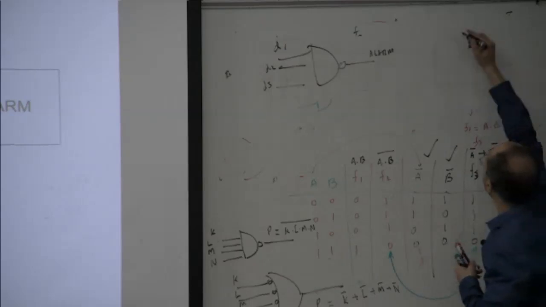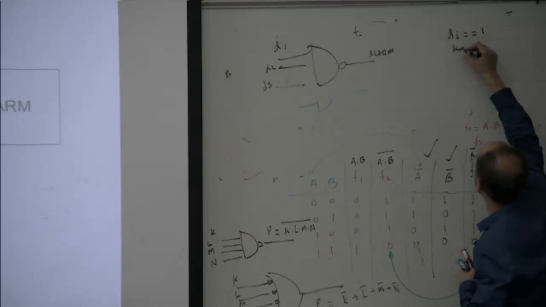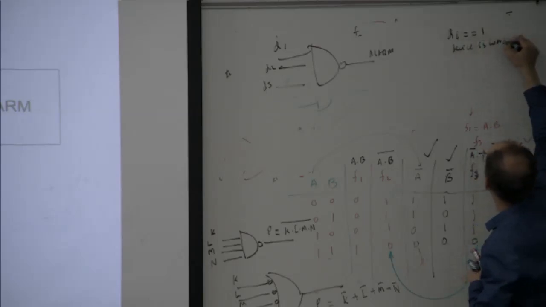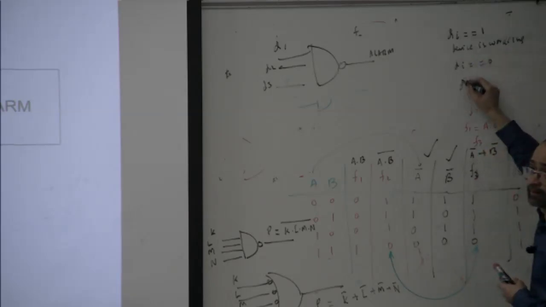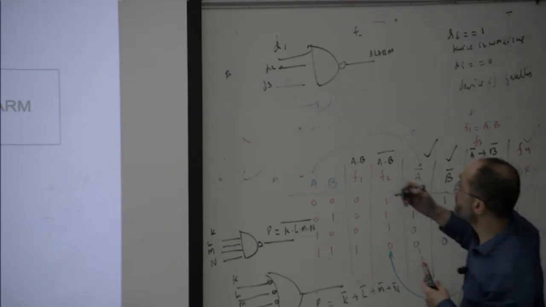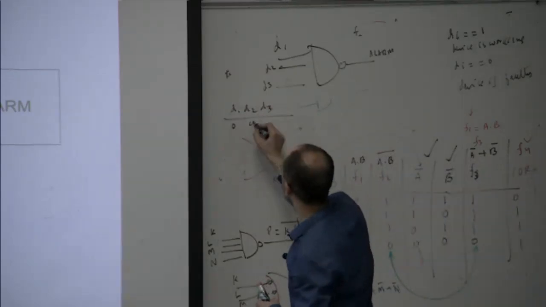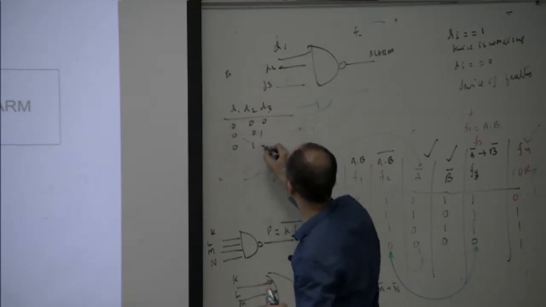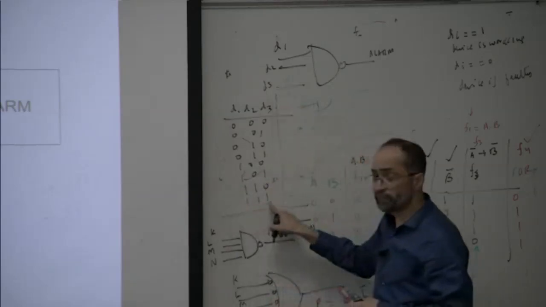We assume that if Di is equal to 1, the device is working, and if Di is equal to 0, it means the device is faulty. How many possible combinations are there for D1, D2 and D3? 0 0 0, 0 0 1, 0 1 0, 0 1 1, 1 0 0, 1 0 1, 1 1 0 and 1 1 1.